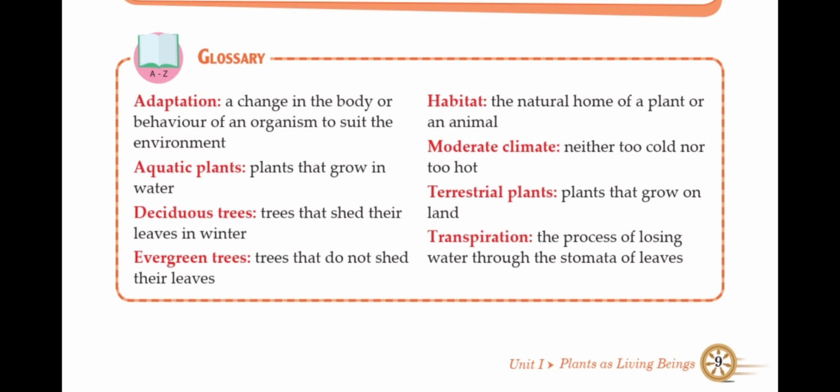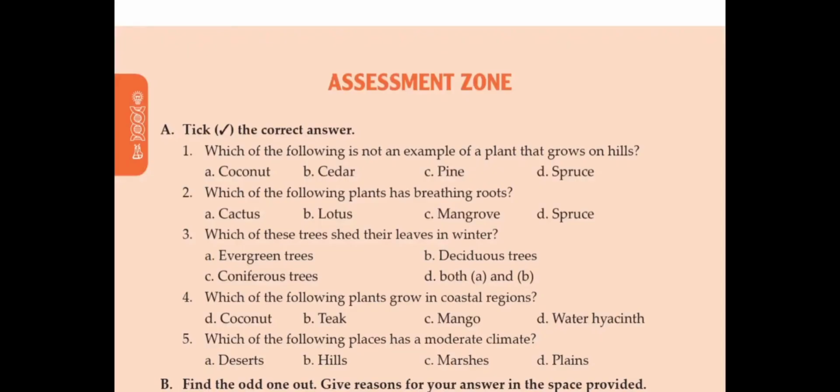Habitat. The natural home of plants or animals. Moderate climate. Neither too cold nor too hot. Terrestrial plants. Plants that grow on land. Transpiration. The process of losing water through the stomata of a leaf.